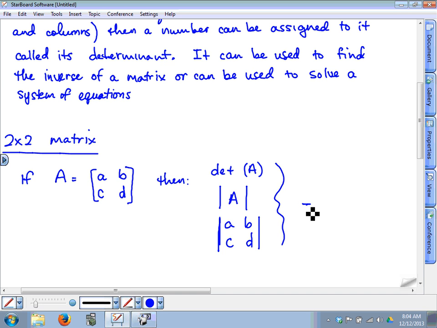For a 2 by 2, it's really easy. It takes about 5 seconds. You take A and multiply it with D. I'm talking about in the original matrix. You take A and multiply it with D, so AD, and then you minus B multiplied with C. So it's AD minus BC. That's how you find the determinant.